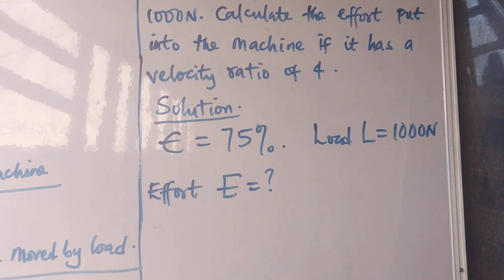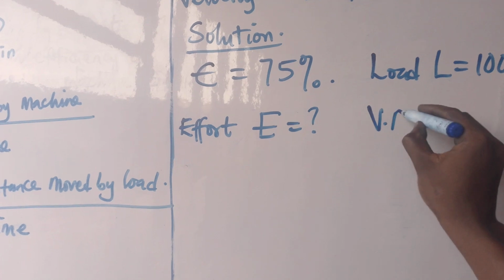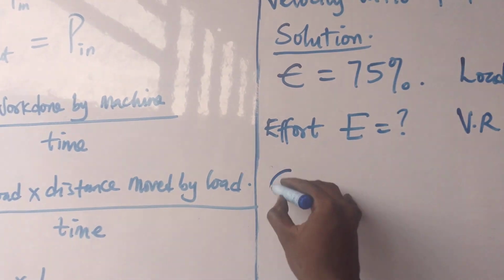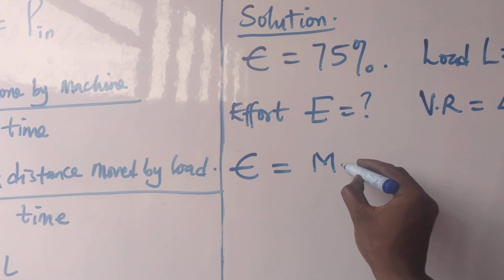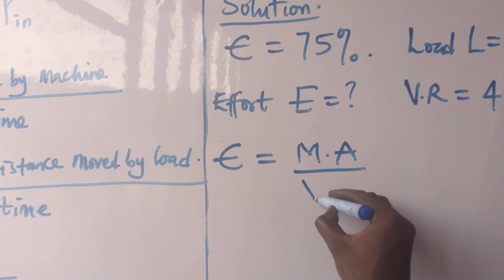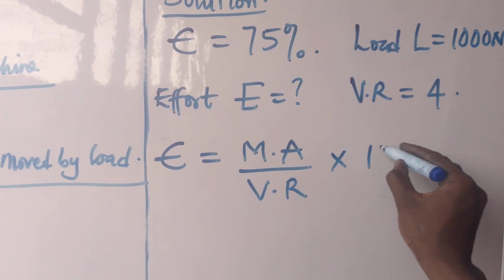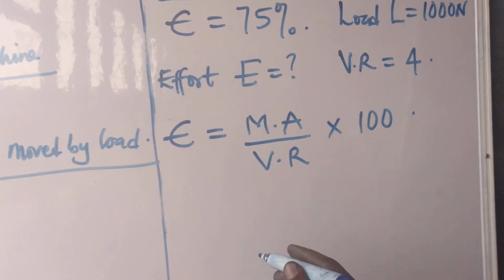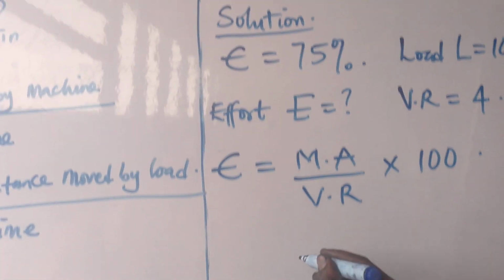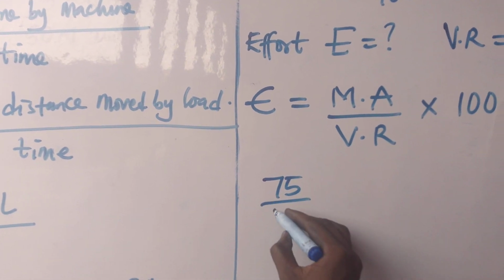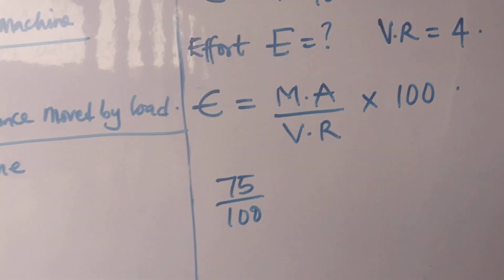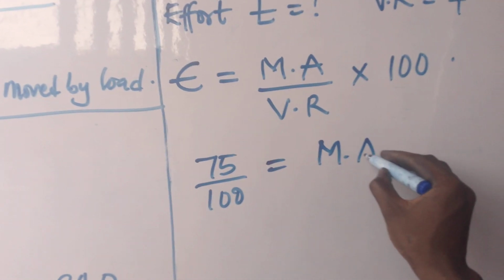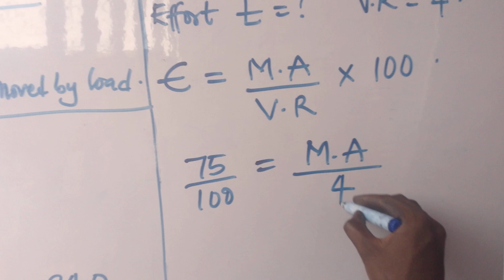If it has a velocity ratio of 4, velocity ratio is equal to 4. And we know that efficiency is mechanical advantage over velocity ratio times 100. Now we come back to the efficiency given to us, which is 75%. Converting that to a fraction is 75 by 100. 75 divided by 100 is equal to mechanical advantage, which is unknown, divided by the velocity ratio, which is 4.